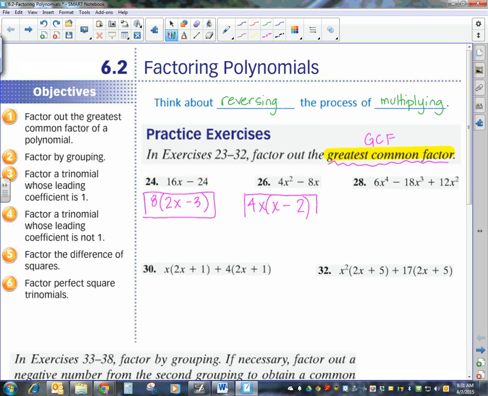The other thing is hopefully you can see that it is easy to check these. 4x times x is 4x squared, and 4x times 2 is 8x, and we carry that minus sign.